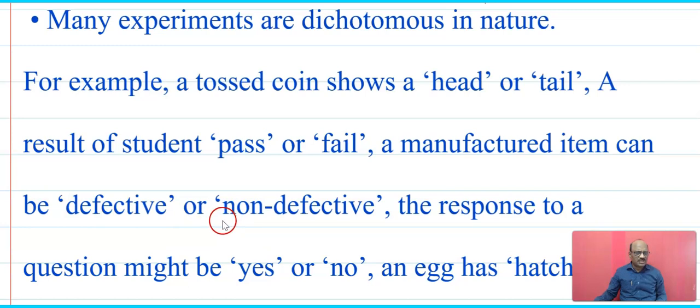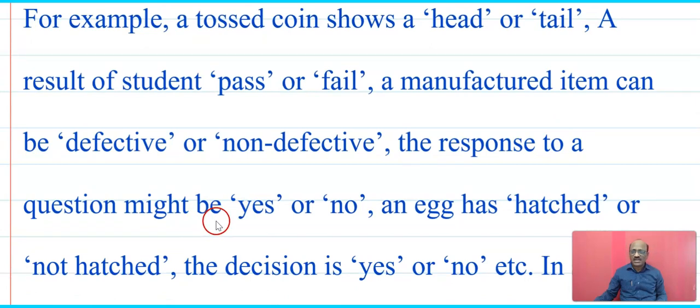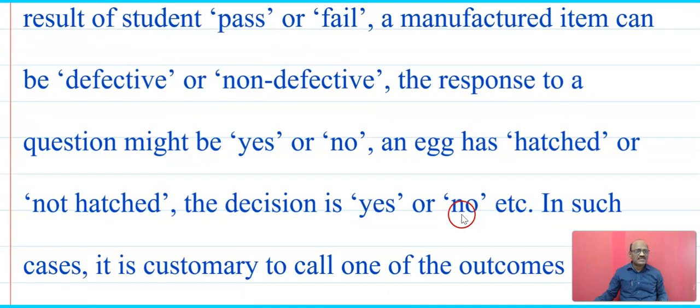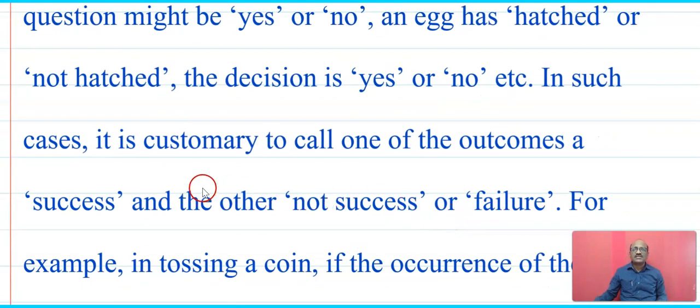दोघांपैकी एक कुठलं तरी त्यामध्ये आन्सर असणार आहे. A response to a question might be yes or no. An egg has hatched or not hatched. The decision is yes or no, etc. In such cases, it is customary to call one of the outcomes a success and the other not success, or it is called the failure. एक success असणार आहे आणि दुसरा काय असणार आहे तर failure असणार आहे.